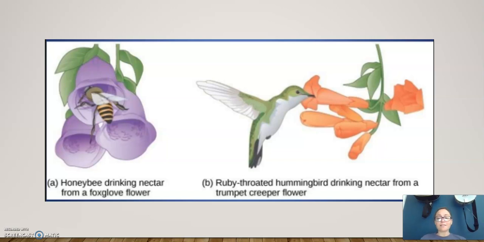So if you look at this hummingbird, it has co-evolved with these trumpet flowers. The beak of the bird can fit into that flower for the nectar, but a honeybee would not be able to pollinate or get nectar from the trumpet flower because it's a heavier insect that needs to land. So you can see on the purple foxglove flower how that honeybee can just land on the flower, get the nectar, and pick up the pollen. So bees would never pollinate trumpet flowers and vice versa.